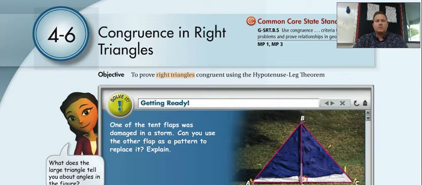Alright, welcome. So this is 4.6, congruence in right triangles. Make sure you have the header written down. And let's get to it.